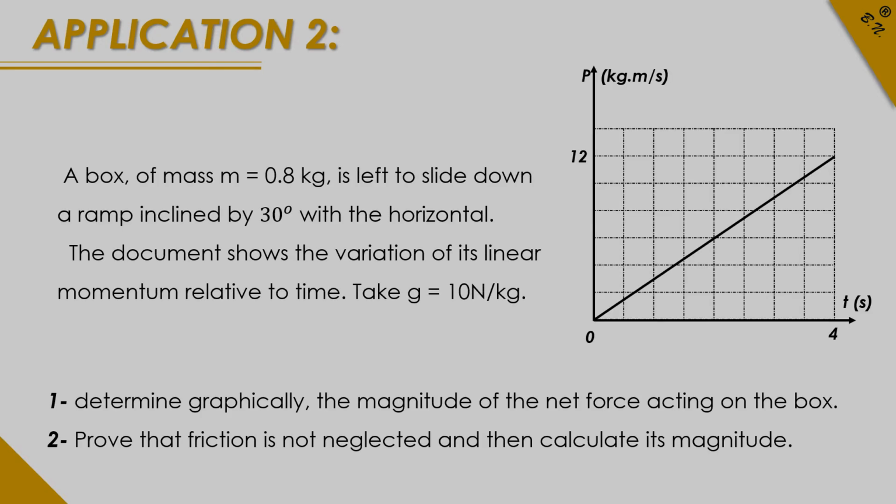A box of mass 0.8 kilograms is left to slide down a ramp inclined by 30 degrees with the horizontal. The document aside shows the variation of the box's momentum relative to time. Take g equals 10 newtons per kilogram, and let's answer the questions. Determine graphically the magnitude of the net force acting on the box. Prove that friction is not neglected, and then calculate its magnitude.